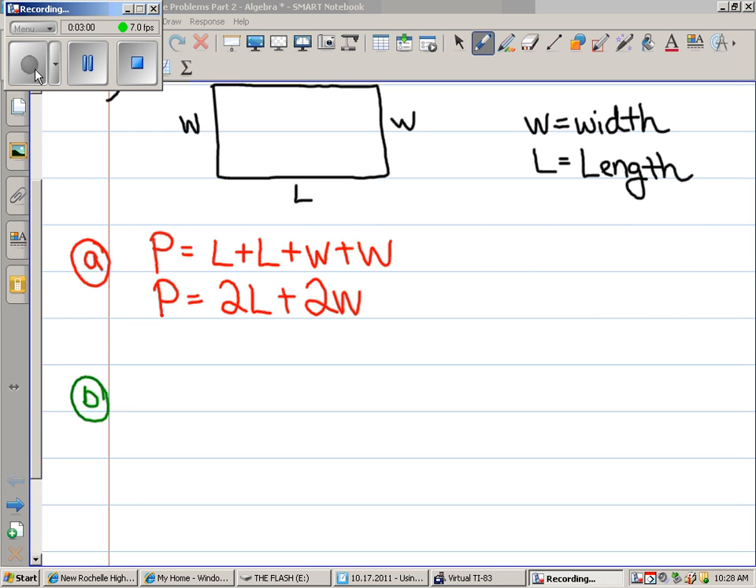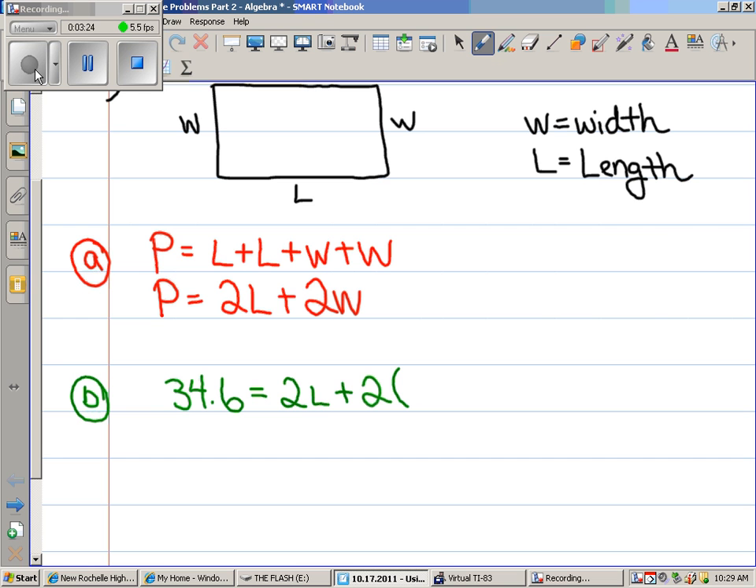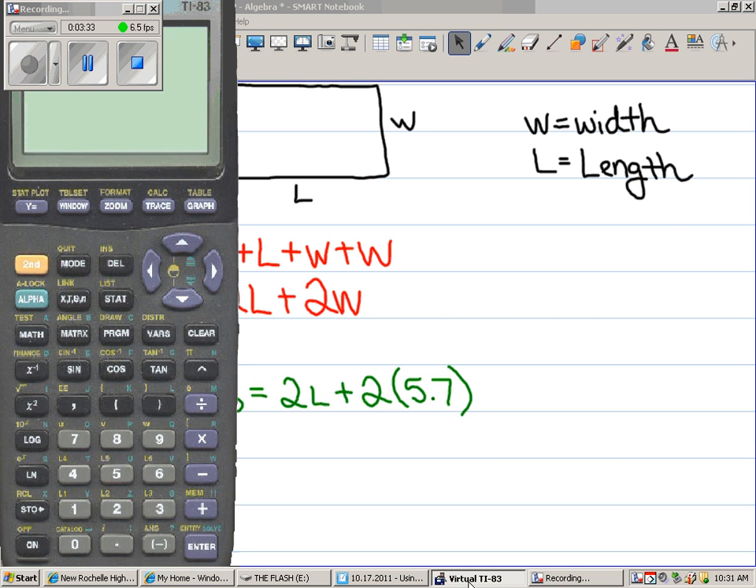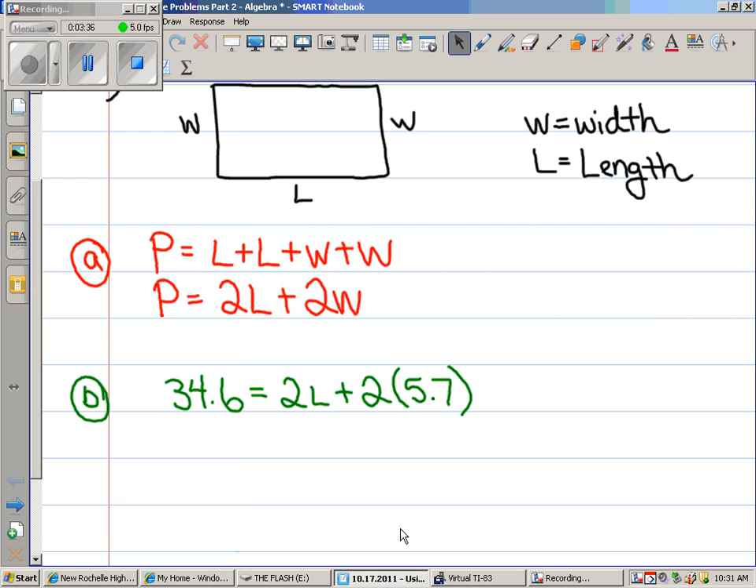What goes in for the perimeter? What does it say the perimeter is? So perimeter is 34.6. It's going to go in right over there on the left. 34.6. And then they give us another number. What is that going to go in for? The width. So we got 2L plus 2 times, what number is going in for the width? 5.7. Nice. Now that everybody's got the calculator out, what's 2 times 5.7? Okay, 11.4.